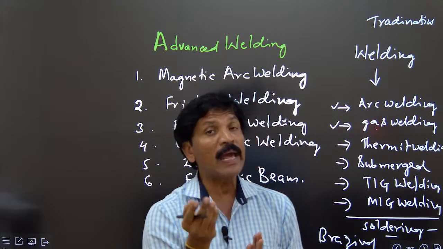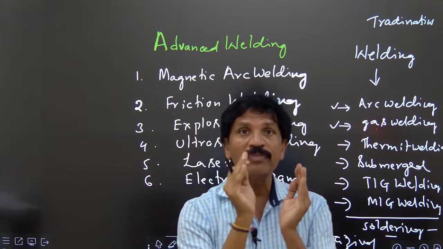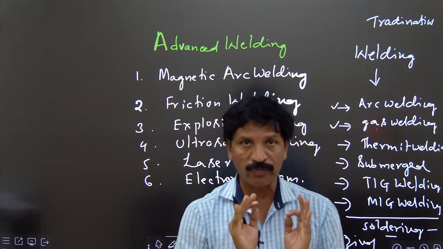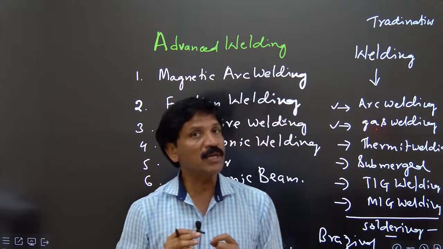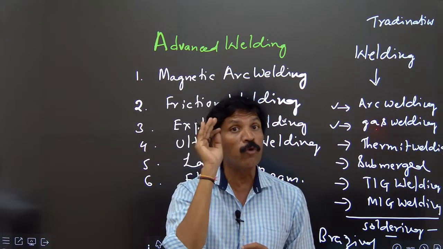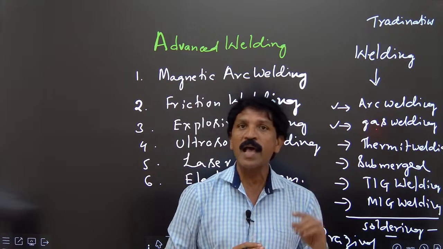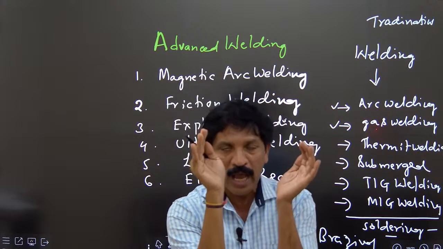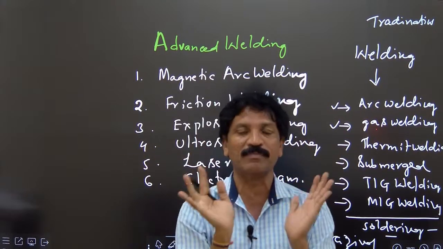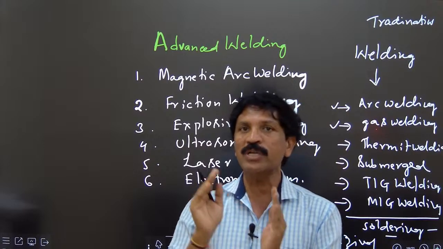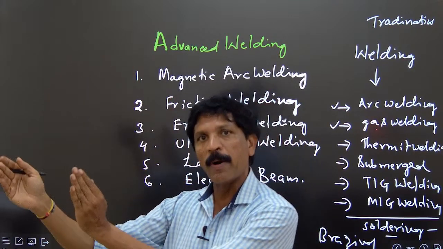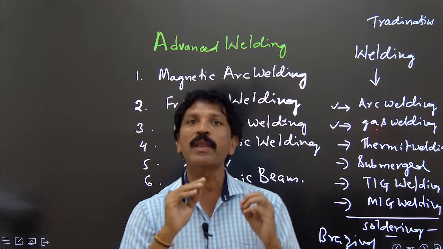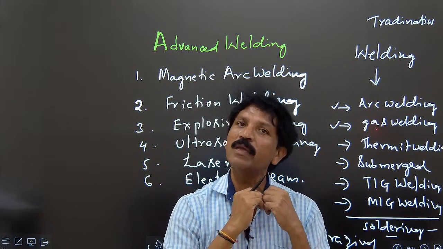Non-consumable electrode means this kind of material has a high melting point temperature. For example, tungsten. Tungsten's melting point is more than 4000 degrees centigrade, whereas iron's melting point is 1539 degrees centigrade. So, I am going to tell you about the comparison of melting points. Tungsten is used as an electrode, but it acts as a non-consumable electrode. It is not consumed even when the welding is over.